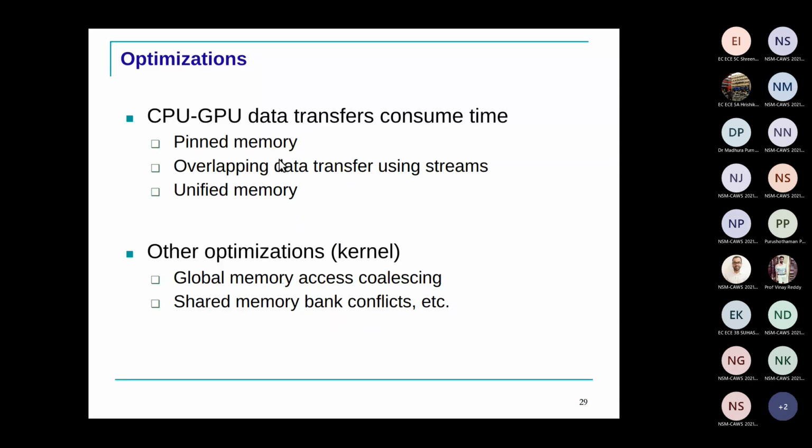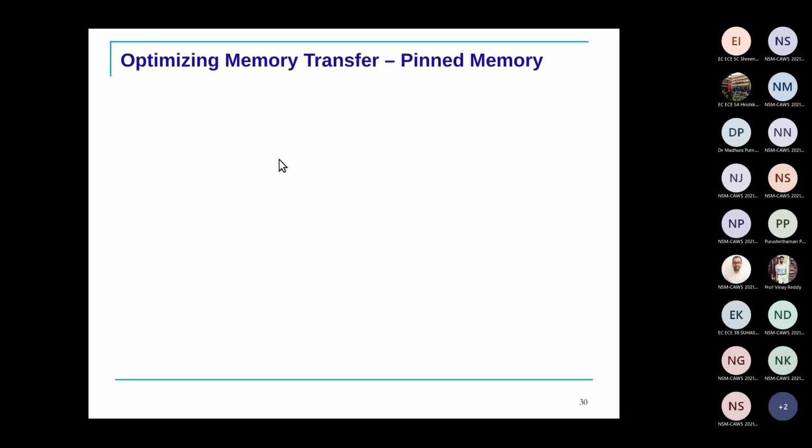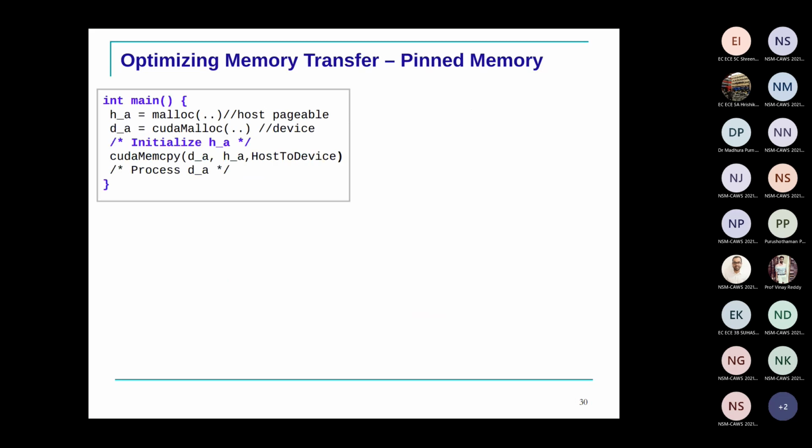But here we'll talk about CPU, how to optimize the data transfers. So the first one is actually how to optimize the data transfers using the pinned memory. Okay, so let's try to understand maybe with a simple example.